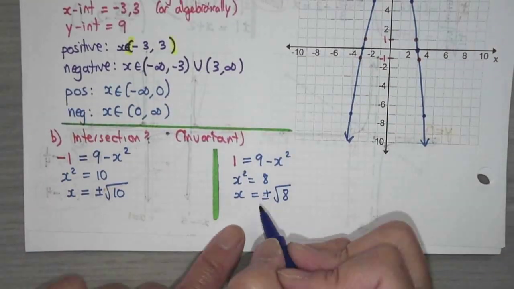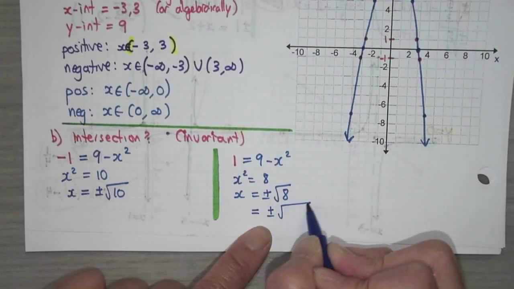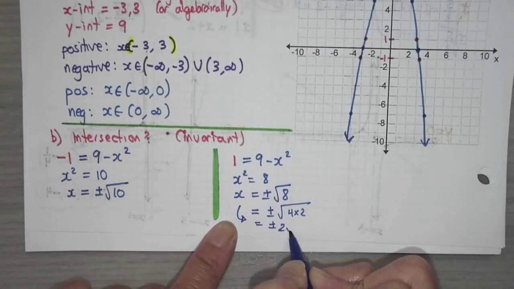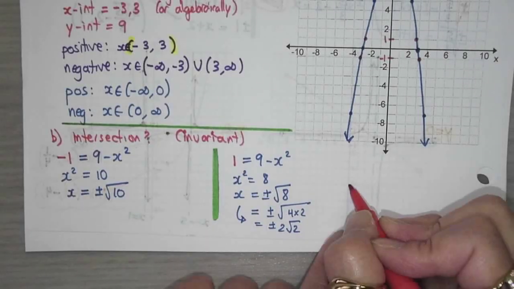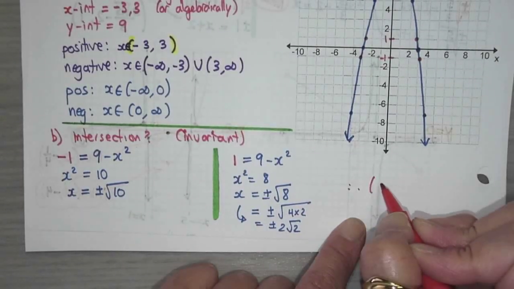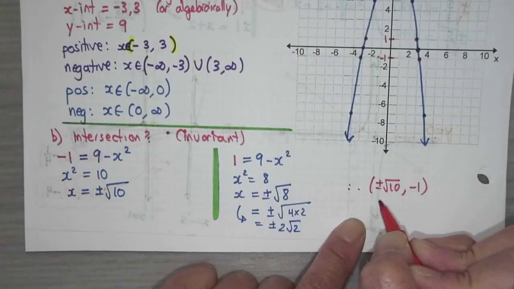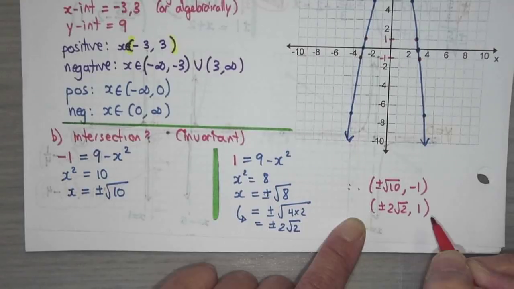Yes, please. Do you have to? Yes, please. So you're going to take out the 4. You can skip this step. 2 root 2. Okay? So my points are going to be positive or negative root 10, comma, -1, and positive or negative 2 root 2, comma, 1.